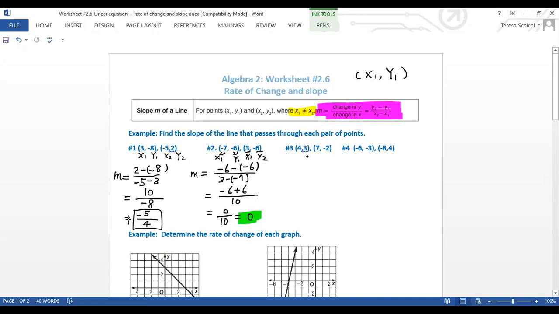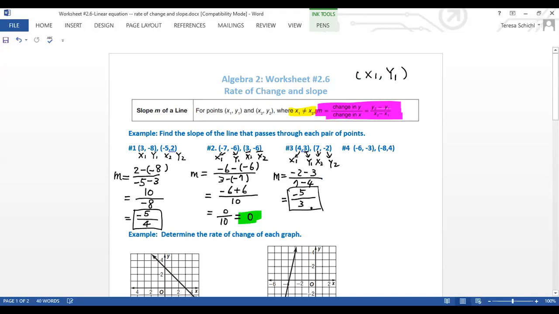Let's take a look at number 3. This is x1, y1, and this is x2, y2. I can do the same thing. The slope will be 7 minus 4 for x2 minus x1, and -2 minus -3 for y2 minus y1. Be careful about the negative signs. 7 minus 4 is 3. The y change is -2 minus -3, and what we get here is -5/3, right?